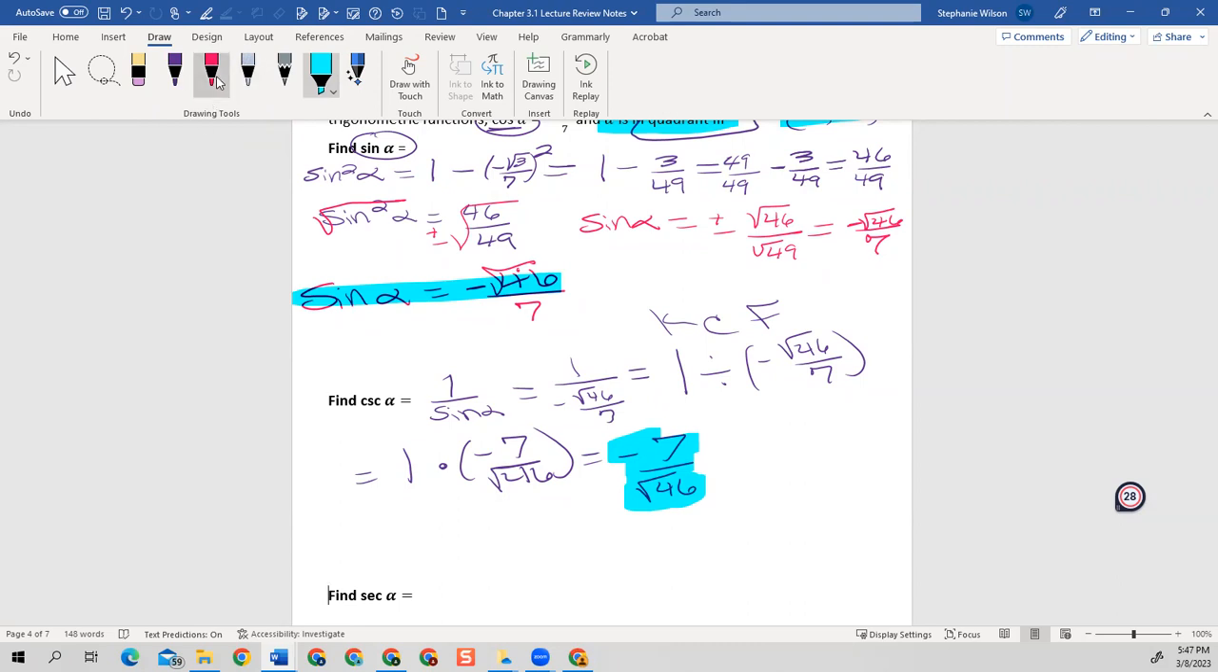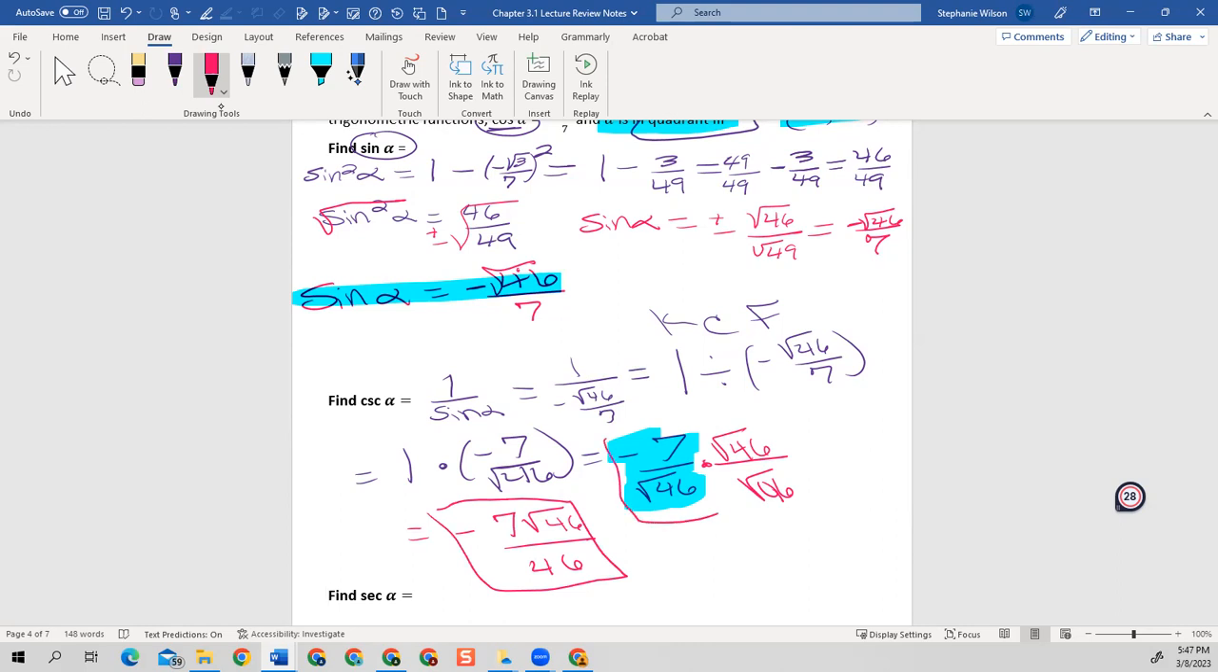However, we're not supposed to have a root in the denominator, so we got to go one more step. We're going to multiply by the square root of 46 top and bottom. So now I got negative 7 times square root of 46 over 46. And that should be the final answer. Just watch. There was one time that I saw that it just wanted the reciprocal of it. So if it just wants the reciprocal, the identity and the reciprocal of it, then you wouldn't go any further. However, in mathematics, you always reduce and simplify, okay? So just watch for that.